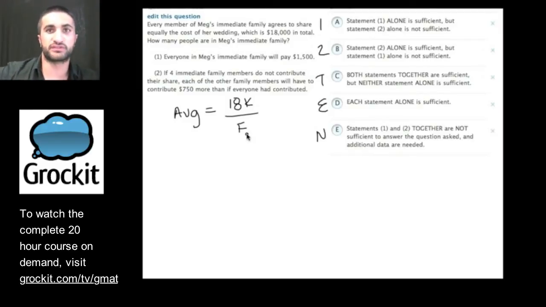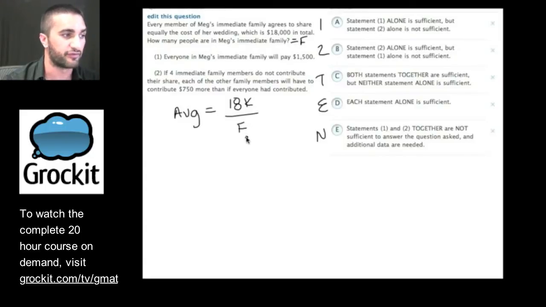So I'm pretty sure, even though they don't talk about the word average, they say every member of Meg's immediate family agrees to share equally the cost of her wedding. So that's like the average. They're going to break it up equally. So I know average questions always have 3 pieces: the average, the total, and the number of things we're dealing with. So that's what they're asking for, is the number of things we're dealing with. How many people are in Meg's immediate family?